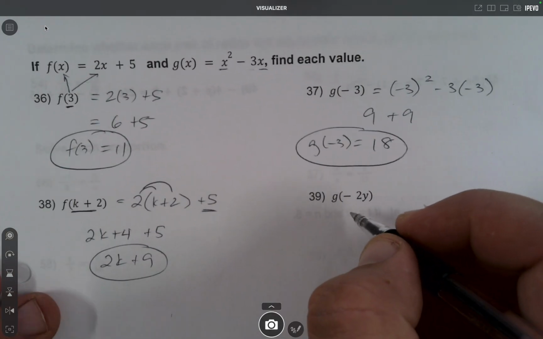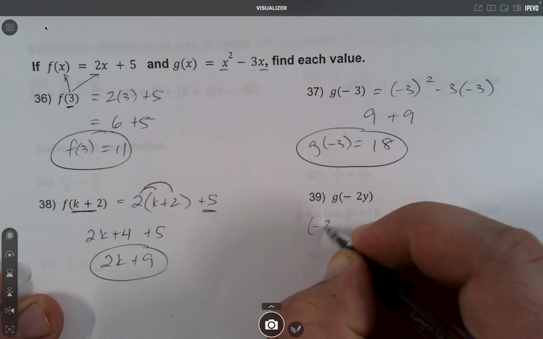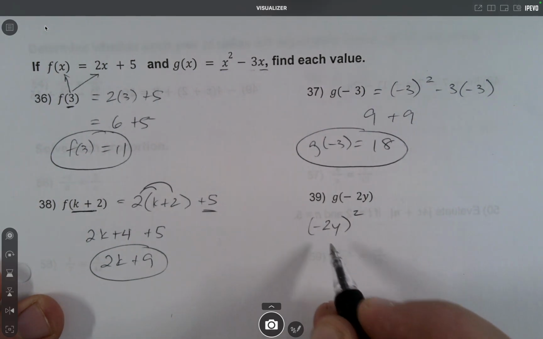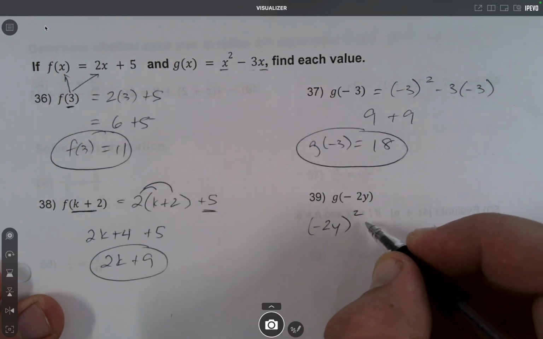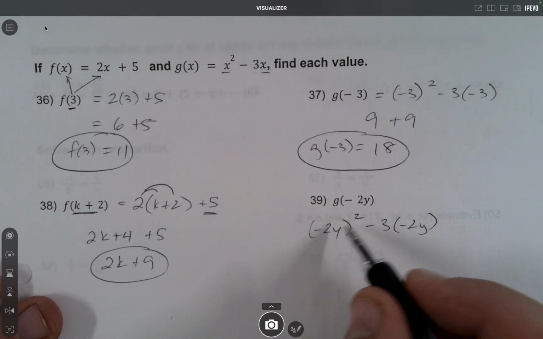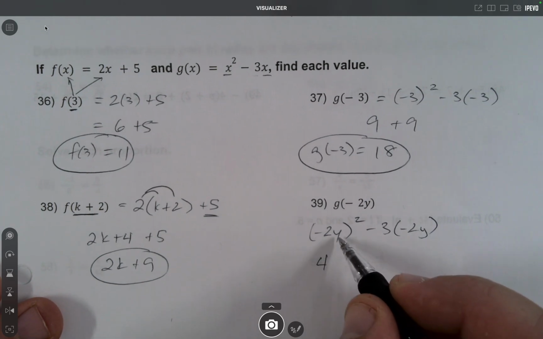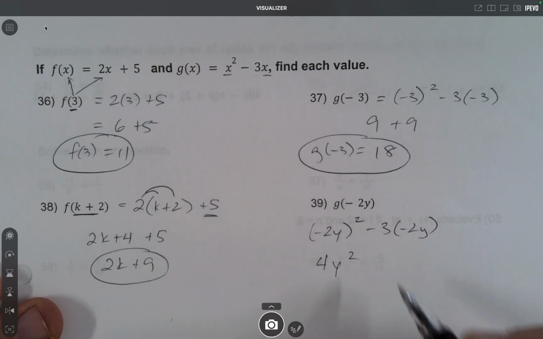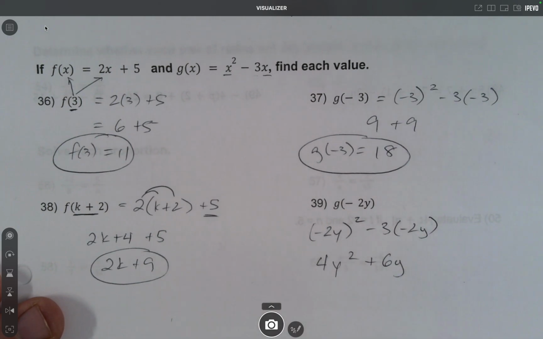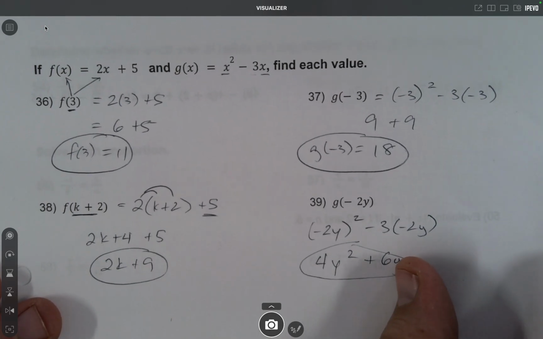On 39, we need to plug negative 2y in for x squared. So I replace the x with negative 2y. Make sure you put this in parentheses because you got to square the whole thing. Minus 3 times negative 2y. So remember, squaring things always makes it positive. Negative 2 times negative 2 is positive 4. Y times y is y squared. Here we have a negative 3 times a negative 2, which gives us a positive 6y. So that's what g of negative 2y is equal to.